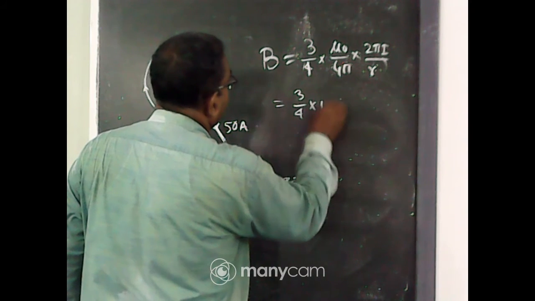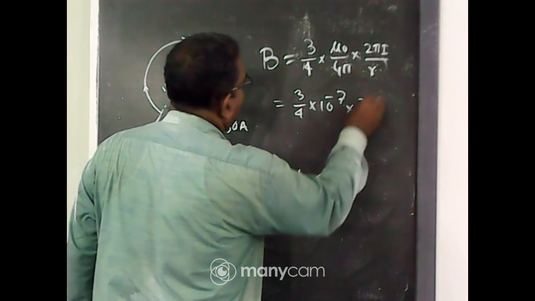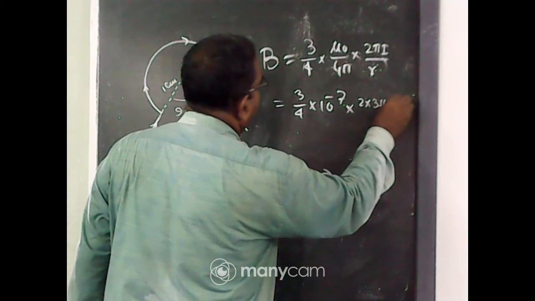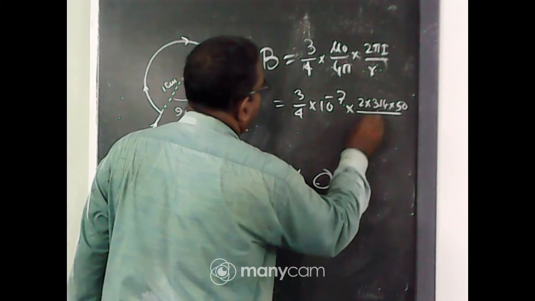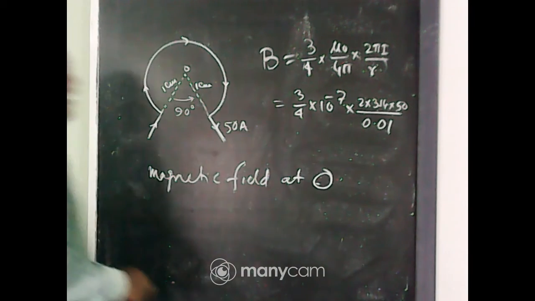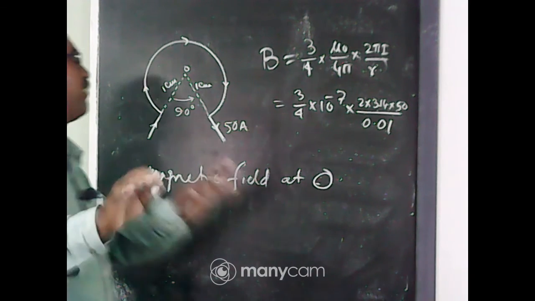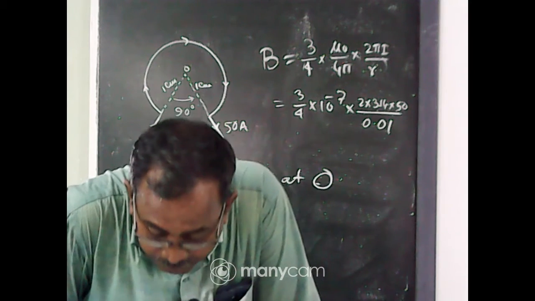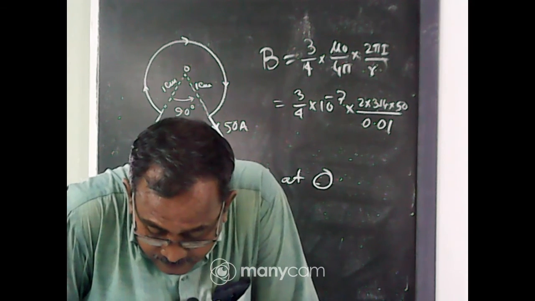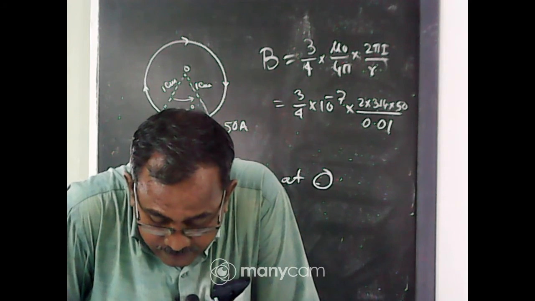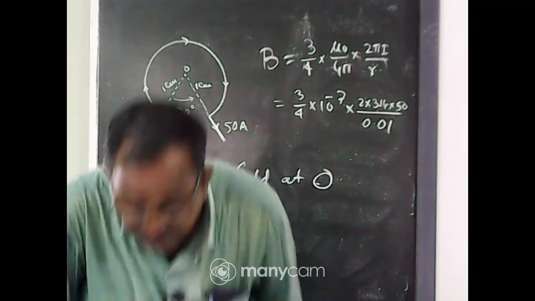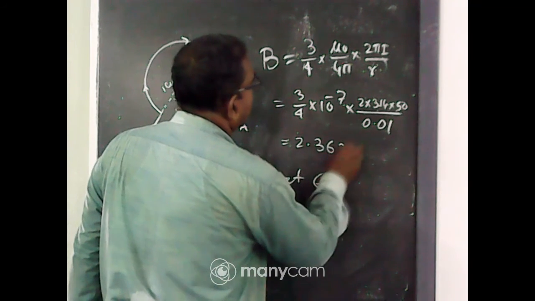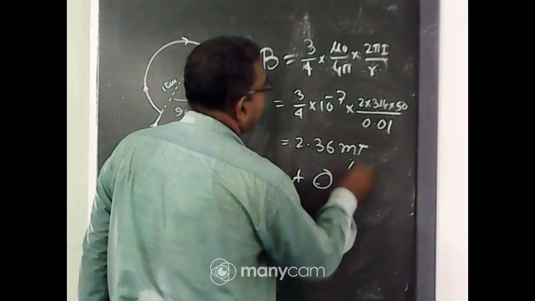3/4, 10 to the power minus 7 into 2 into 3.14 into I means 50 by R means 0.01. So my dear student, you calculate it with the help of the calculator and find the answer. What will be its answer? The answer is 2.36 millitesla. You check it.